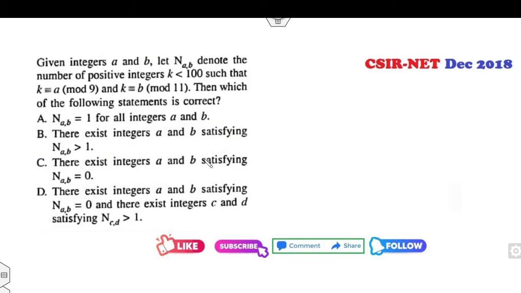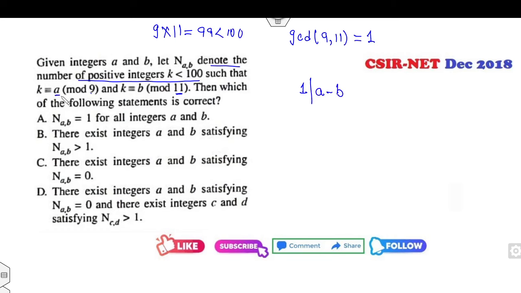Look at this another one. Given the integers A and B, let n(a, b) denote the number of positive integers less than 100. You can see 11 and 9. The GCD of 11 and 9 is 1, and also 9 into 11, 99, is less than 100. So this system has a solution when 1 divides the constant a minus b, and it is true for all a and b. So again n(a, b) will be 1 for all a, b.